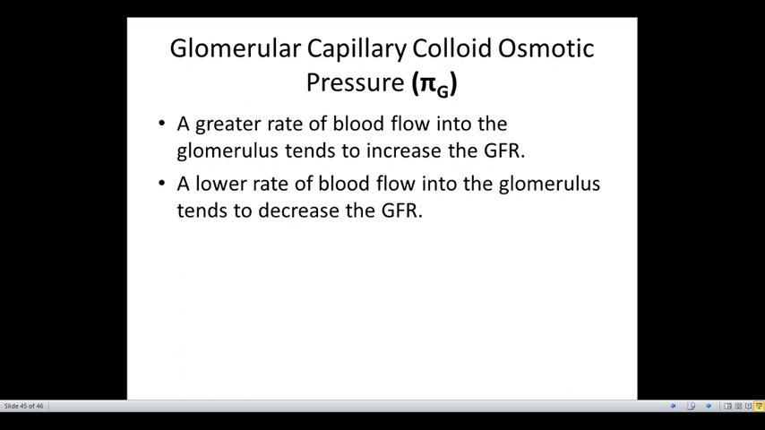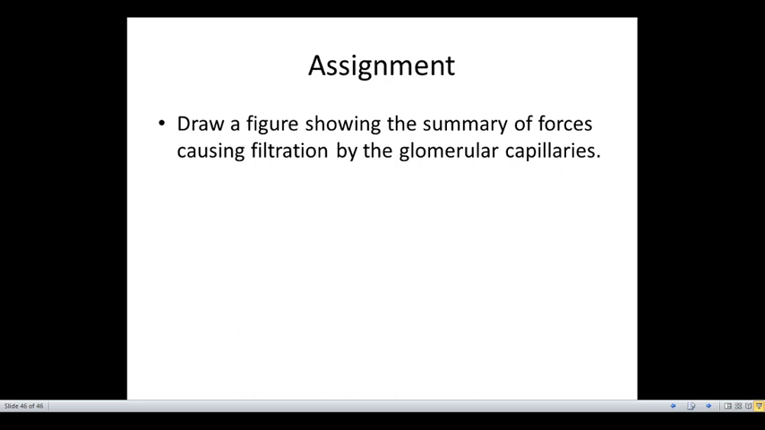Now you should read these determinants from your textbook because they are a little complicated and will slip from your mind if you don't revise them. There is an assignment for you. Draw a figure showing the summary of forces causing filtration by the glomerular capillaries. I have shown this in one of the slides in the lecture, and then you should submit the diagram with your handwritten name and roll number to your respective batch teachers.